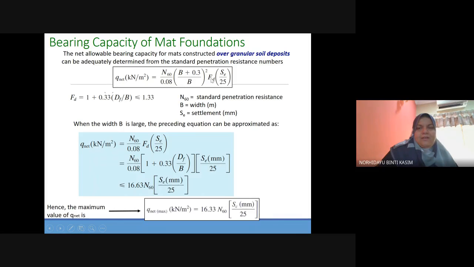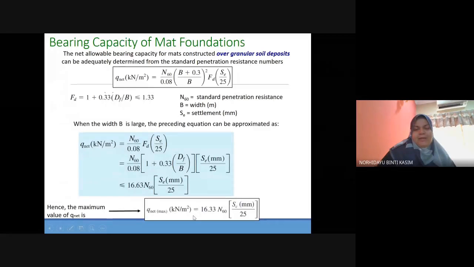Okay, Fd, so this is the equation for Fd. When the width is large, the preceding equation can be approximated as this one. Hence, the maximum value is this one. So Q net maximum is given by this equation.